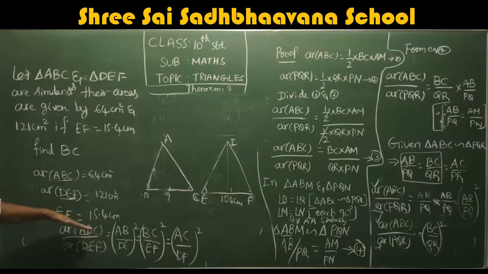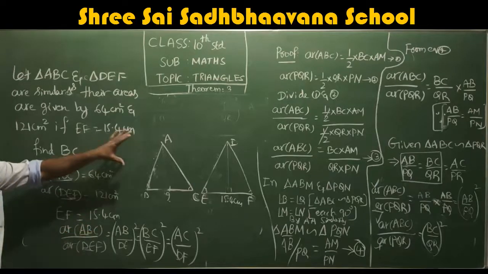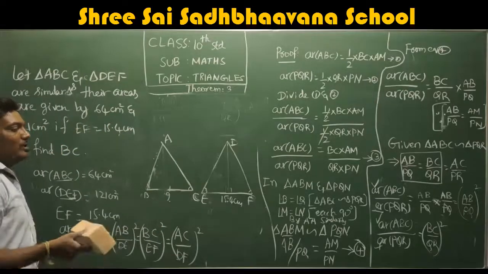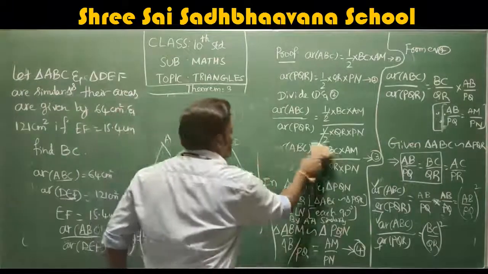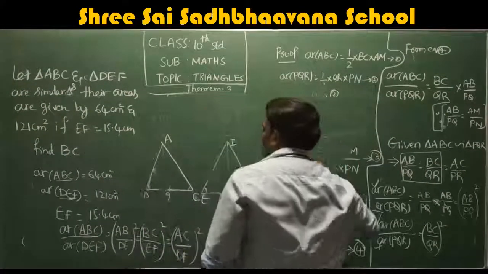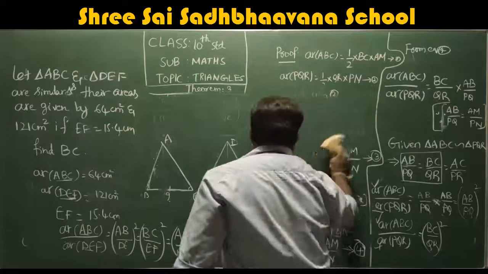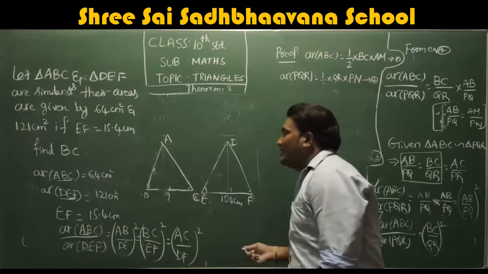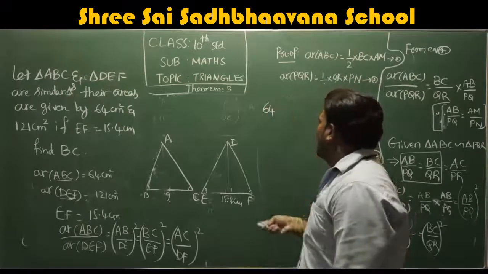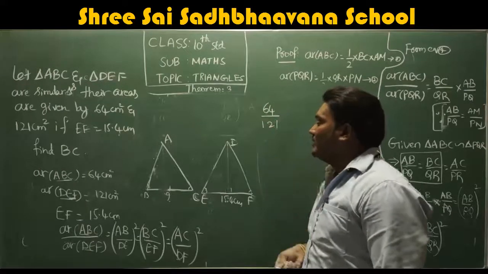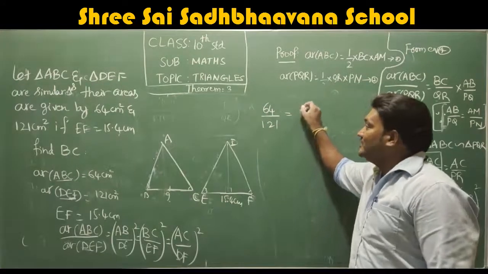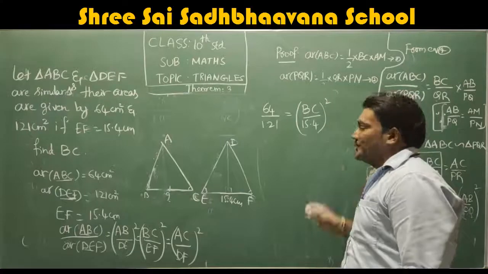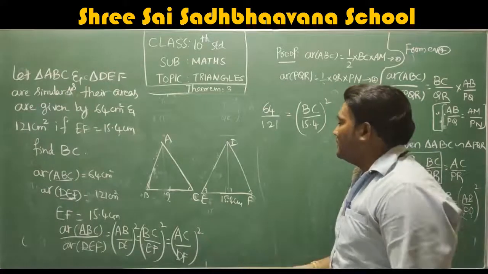Okay. So this is according to the theorem of similar triangles. This we already proved: the ratio of the areas of these two triangles is equal to the square of the ratio of their corresponding sides. So now what we have to find, just substitute the values, you will get the value of BC. Here area of triangle ABC is already given, 64, divided by area of triangle DEF, 121, which is equal to BC, which is unknown, by 15.4 whole square. Correct? I'm just substituting.